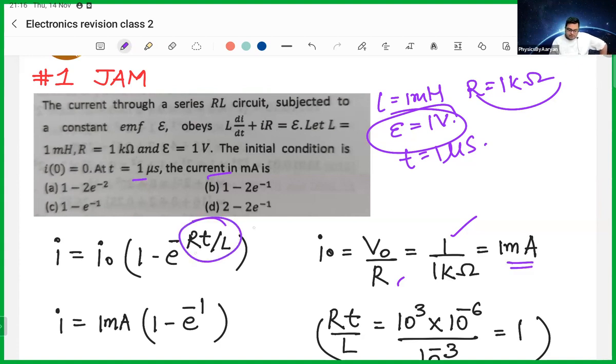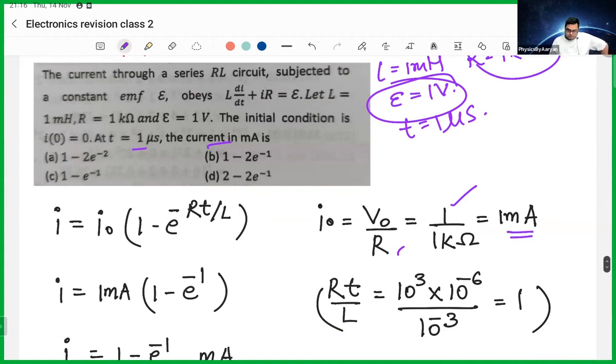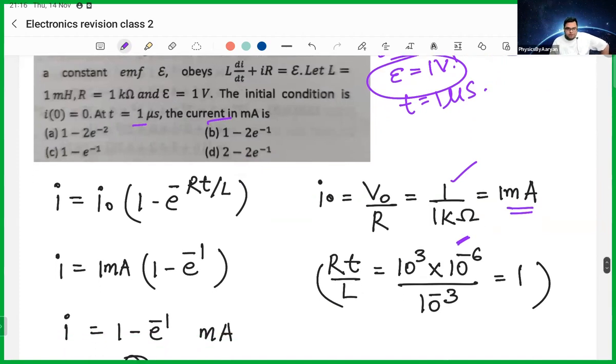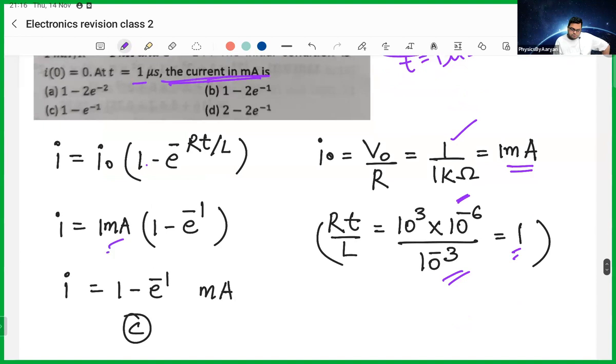Then I need to know what Rt/L is. Okay, the value of R is 1 kilo ohm, which is 10^3. Time is 1 microsecond, so 10^(−6), and L is 1 millihenry, so 10^(−3). So this gives you 1, so you get e^(−1). Here you have 1, and current is 1 milliampere. So they are asking to give the answer in milliamperes. So ignore this milliampere. The answer you are left with is 1 − e^(−1), which is your option number C. Okay.